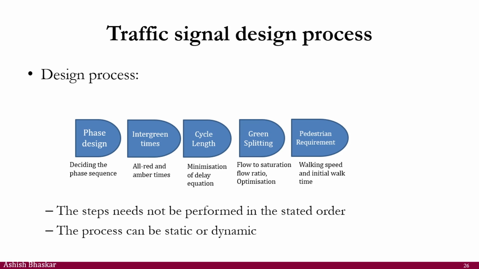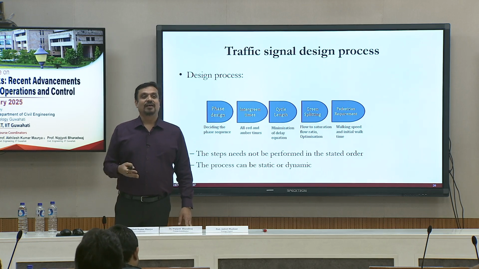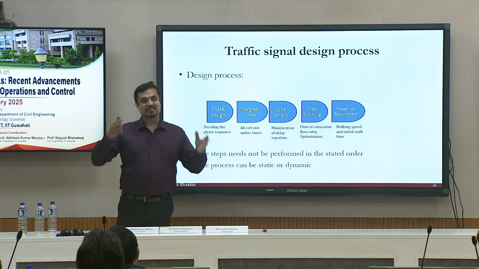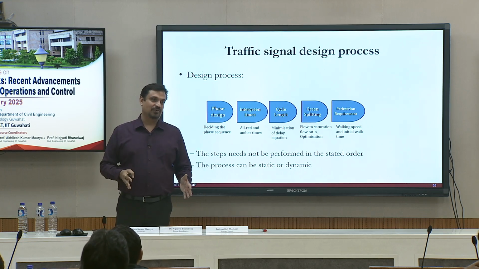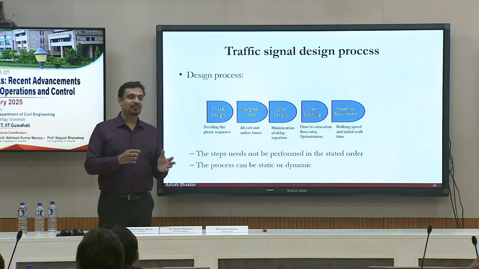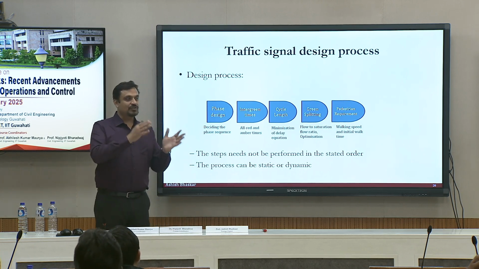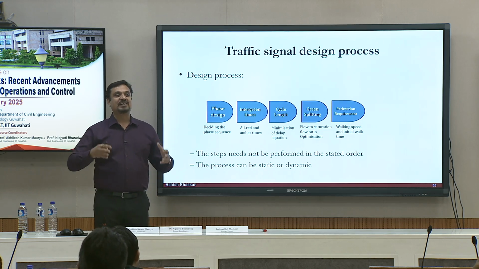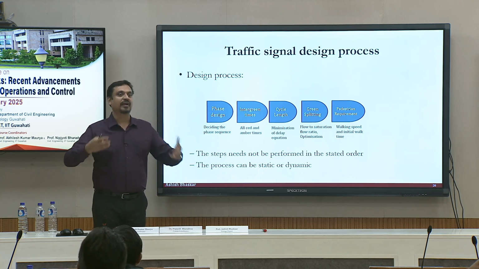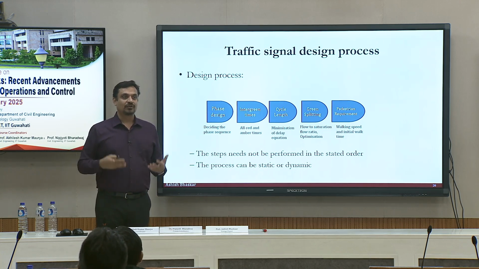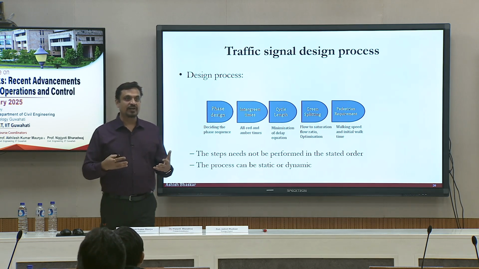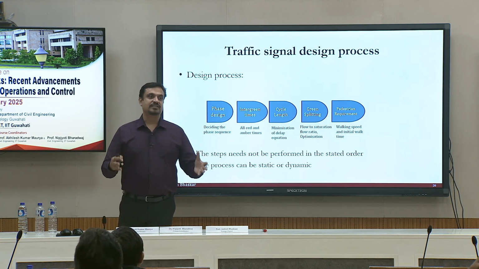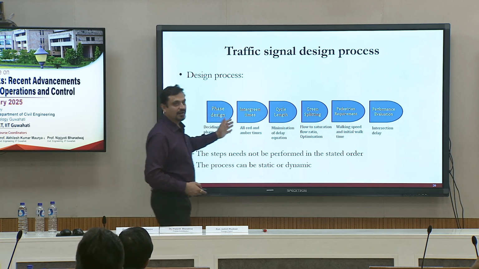Yes, if the pedestrian movement is there, you can't skip. You have to have a pedestrian phase, right? If there is a lot of pedestrian movement, you can have a separate pedestrian phase assigned to it also. So there's no set rule. These are steps which are there, but your intersection complexity defines the way you're going to define the parameters. Your engineering judgment depends on the kind of characteristics that your intersection has, although these steps are there.